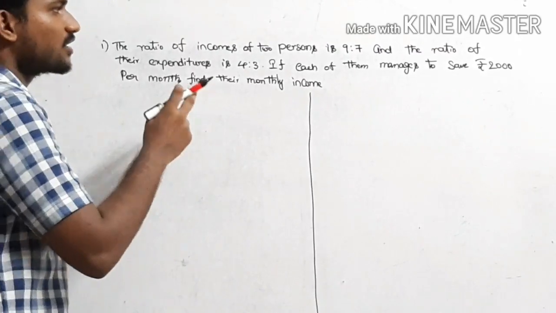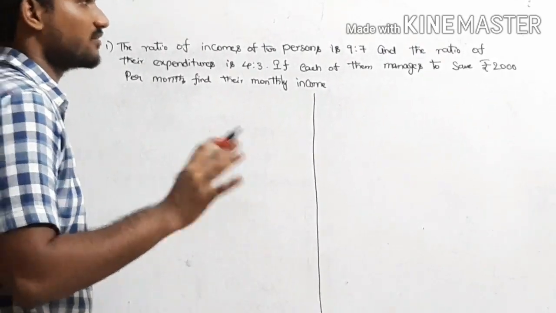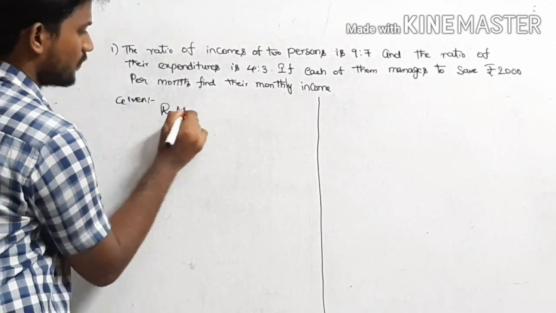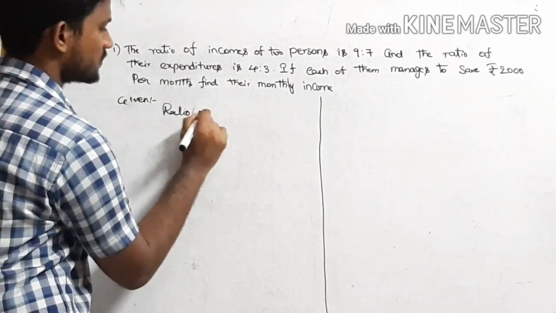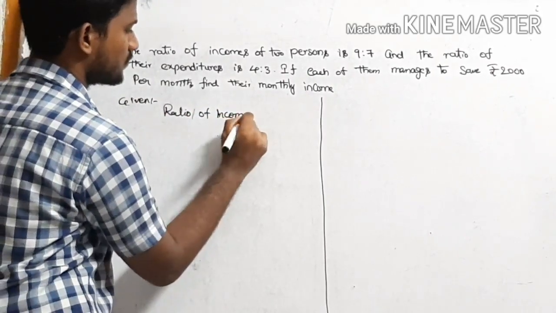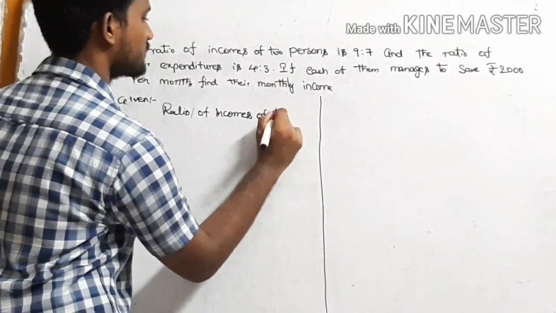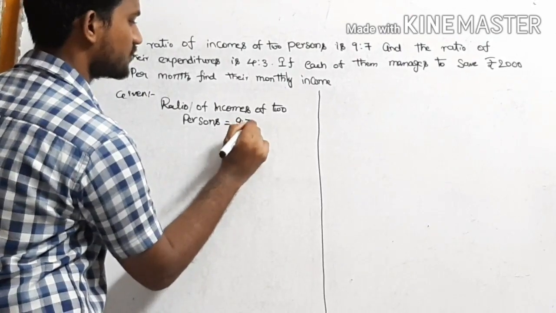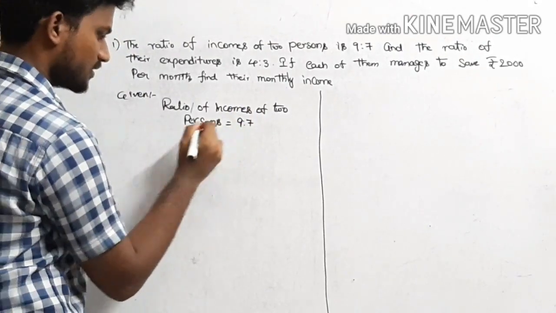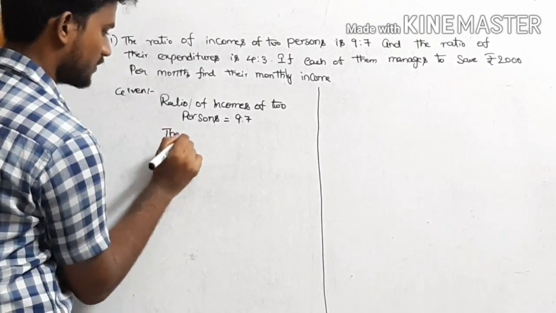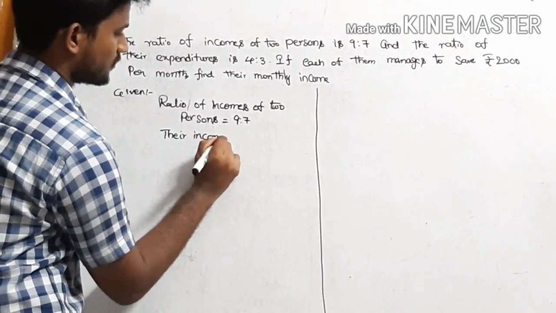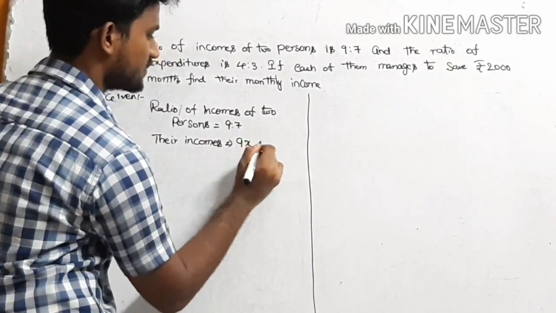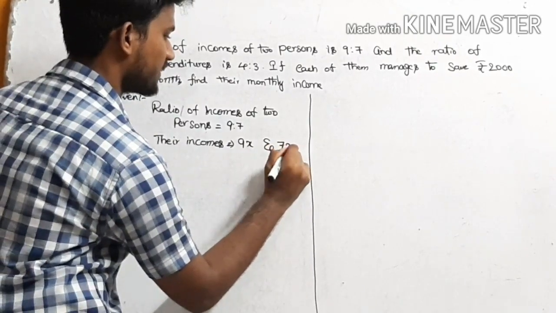The ratio of incomes of two persons is 9:7. First, given the ratio of incomes of two persons equals 9:7. It can be written as their incomes, but we cannot know the incomes by this ratio. We can write them as 9x and 7x.